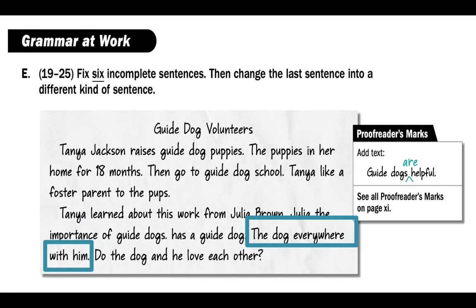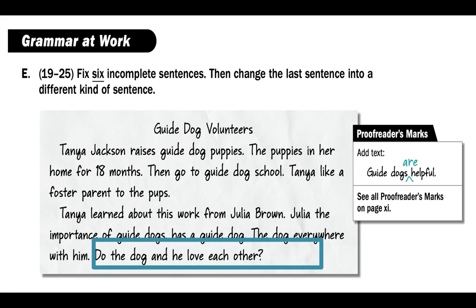The dog everywhere with him. We're missing a verb in this sentence. We don't know what the dog is doing everywhere with him. I think they're trying to tell us the dog goes everywhere with him, or is everywhere with him, or travels everywhere with him. There are several correct answers. The goal is recognizing that this is not a complete sentence because it did not have a verb.